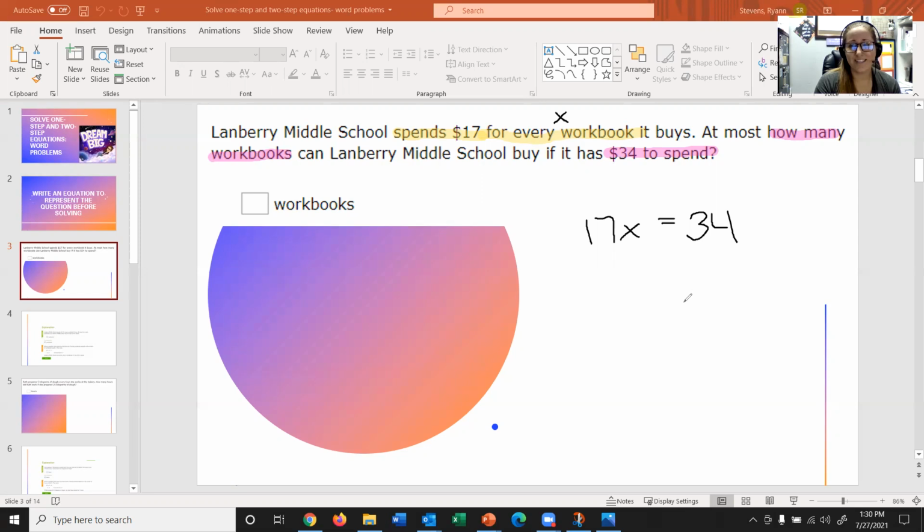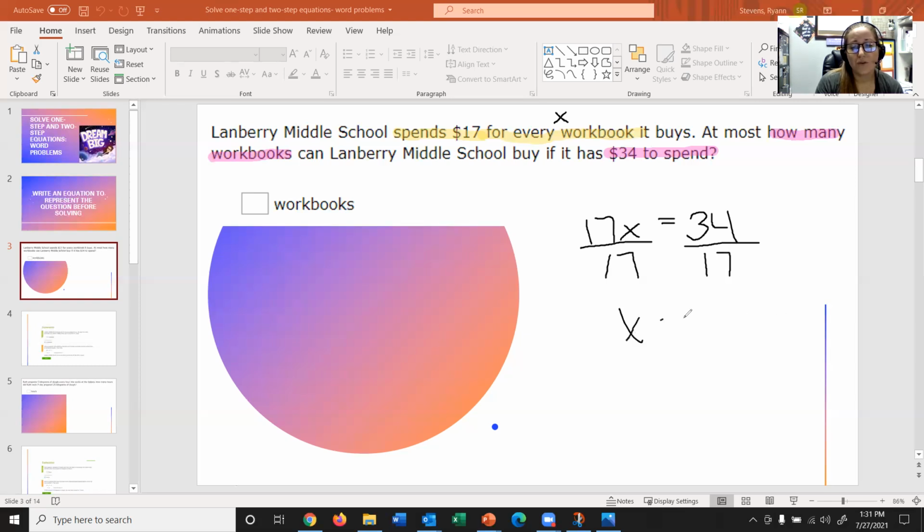We already discussed that if we knew what that variable was, we would multiply that number by 17. So we're going to do the inverse operation and we're going to divide. We want to divide both sides by whatever that number is that is with x. We want to get that variable by itself. So we're going to divide both sides by 17.